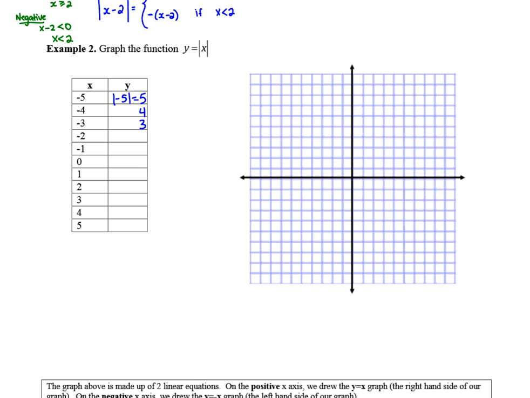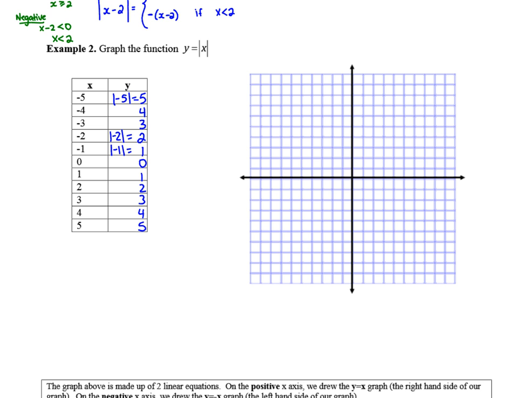3. The next one is 2, because the absolute value of -2 is 2. Absolute value of -1, 1. Out comes positive, right? Absolute value of 0, 0. Absolute value of 1, 1. Okay, so these are our points that we're plotting.